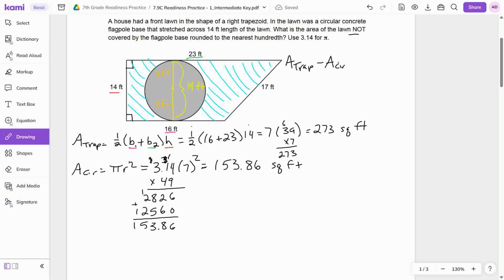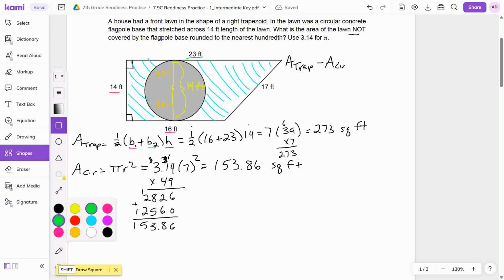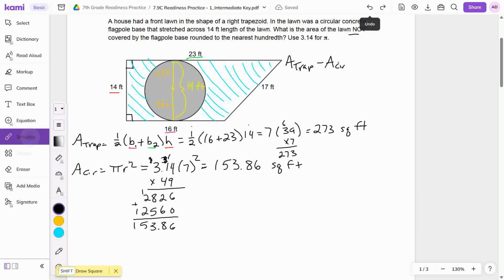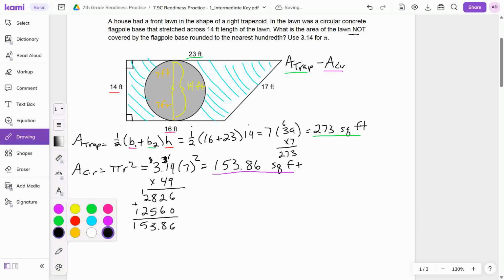So now I just need to subtract the two. So let's do this. If this is our area of a trapezoid, so I'm just going to underline that. I'm going to put that right there just so we can kind of keep track of it. And this is our area of a circle. I just need to subtract the two.